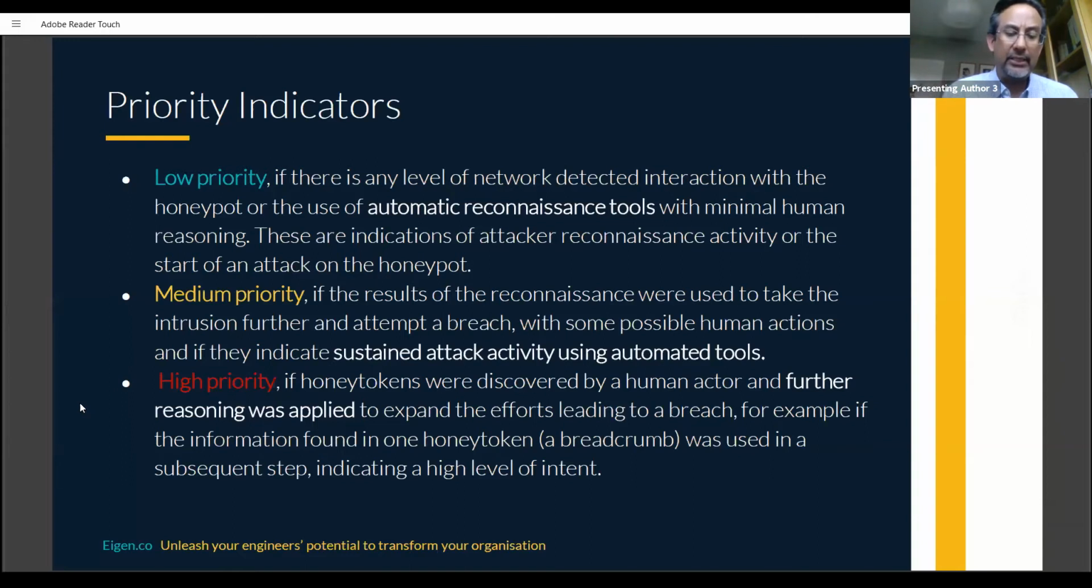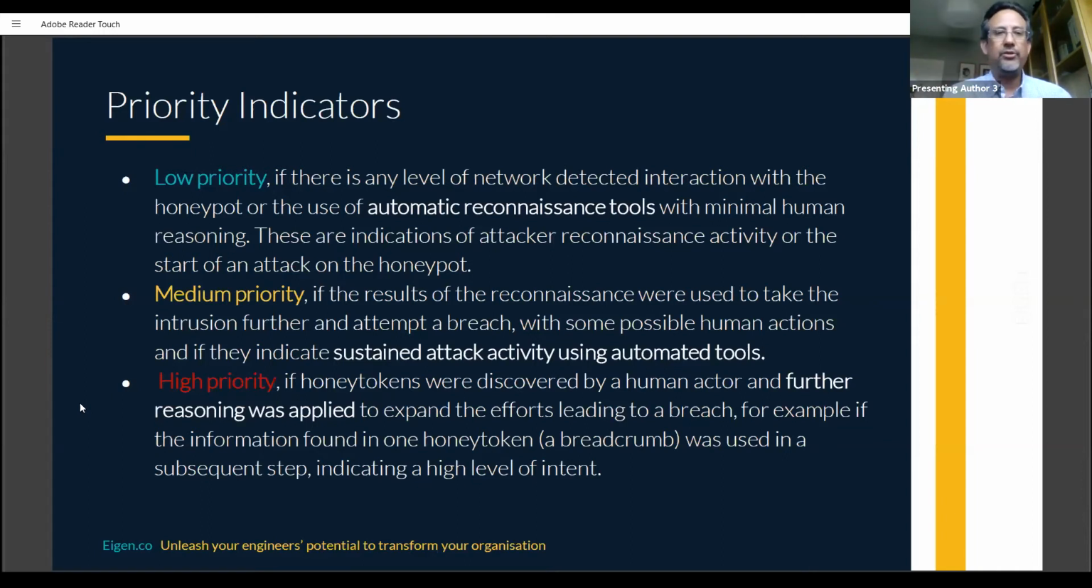High priority indicators would be if a honey token was discovered by a human actor, and then we can detect further human reasoning to expand the efforts leading to a breach. For example, if the information found in one honey token, which we would call a breadcrumb, was used in a subsequent step, indicating a high level of intent.